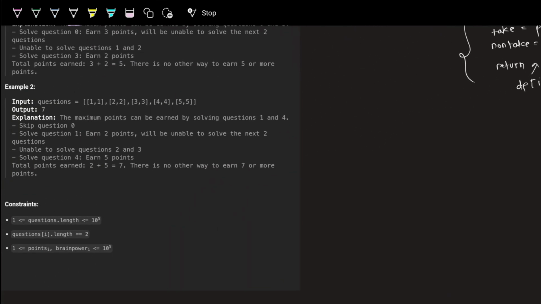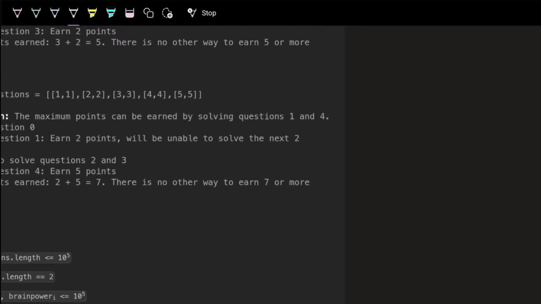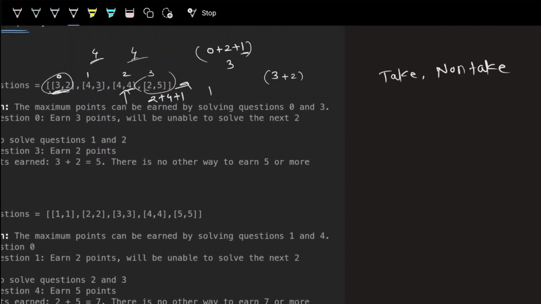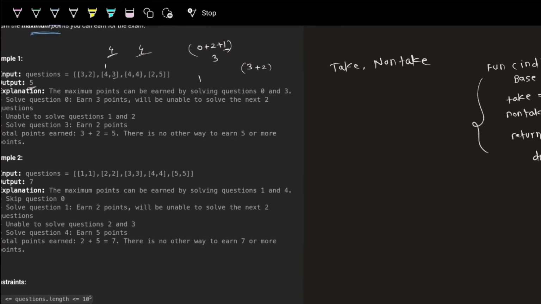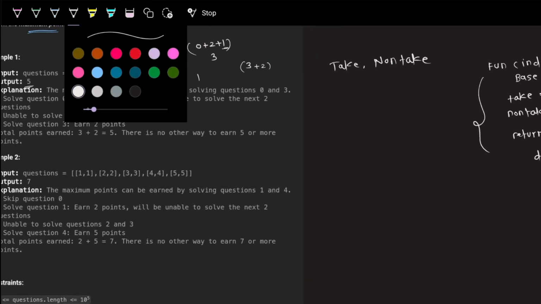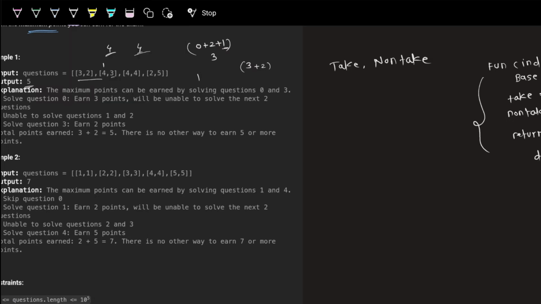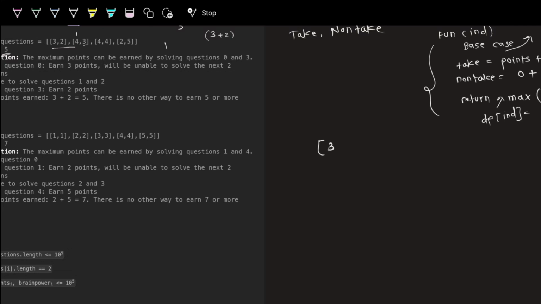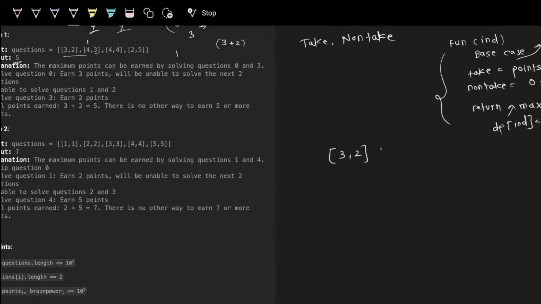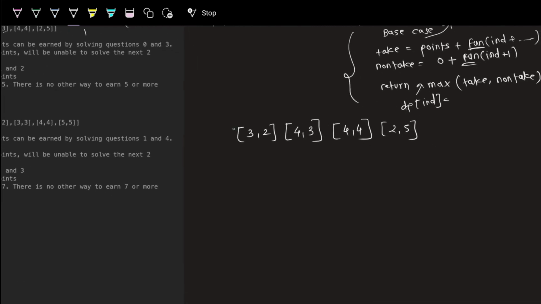Okay, let's try to do this with a recursion tree. How can we do this? I will take the first example for using the recursion tree. This is the array given to me: 3 2 4 3 4 4 2 5. This is the input array that is given to me.